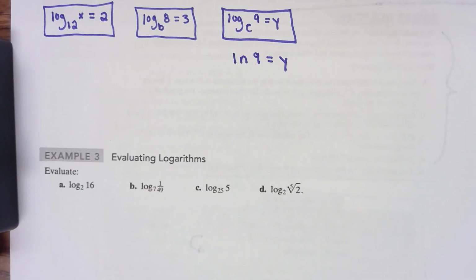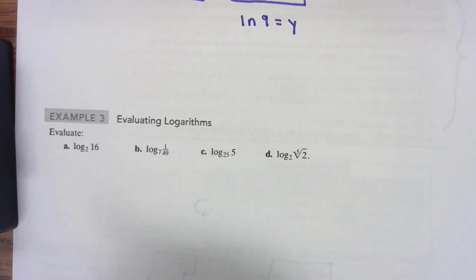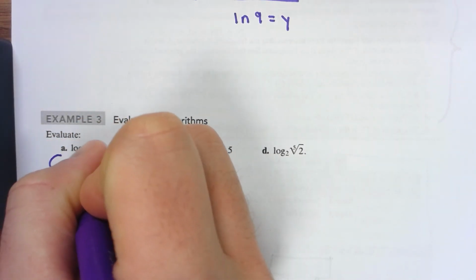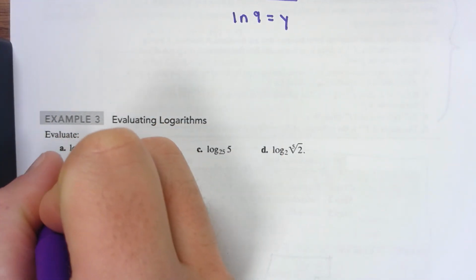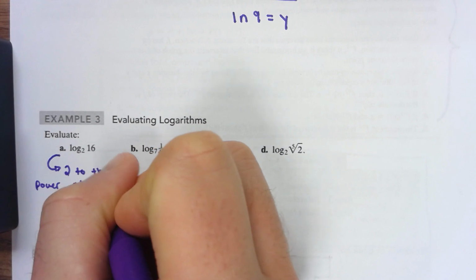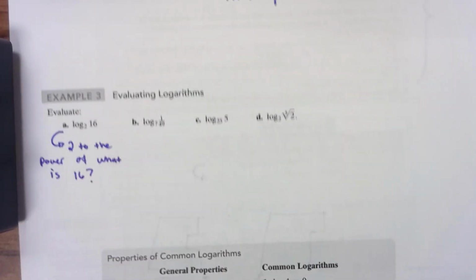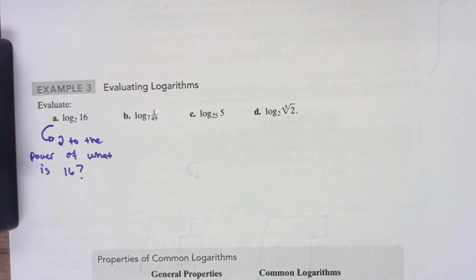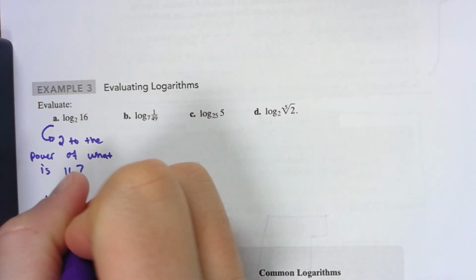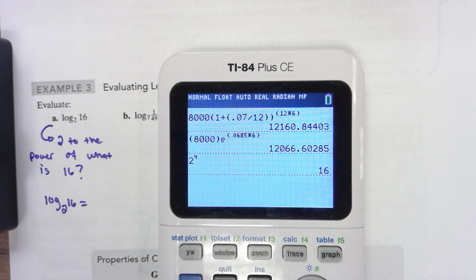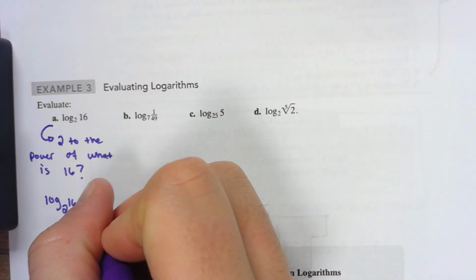So here's what we want to think about when we see something like log base 2 of 16. We're basically asking ourselves, 2 to the power of what is 16? That is the value of log base 2 of 16. Whatever the exponent is, so 2 to the power of something is 16. Well, in this case, 2 to the power of 4 is 16, meaning log base 2 of 16 is 4.